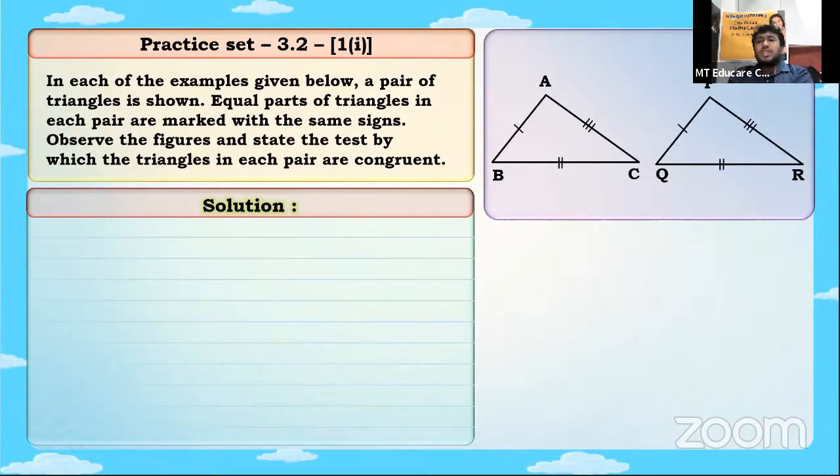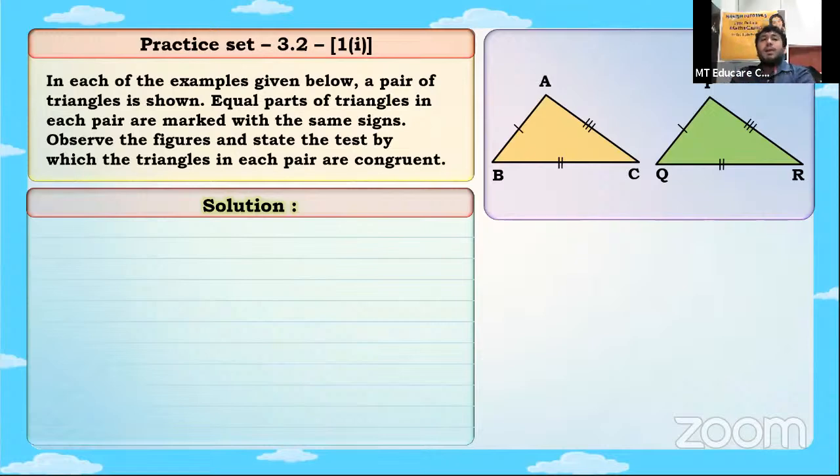Tell me, students, which are the two triangles you can see in this sum? Yes, the first one is triangle ABC and the second is triangle PQR. We observe the figure, look at identical marks, and state the test by which the given pair will be congruent. Students, take out your textbook and come to practice set 3.2. If I tell you to write anything in your textbook, it will always be with pencil.